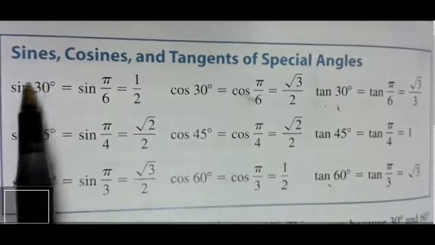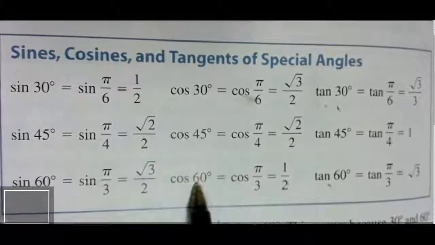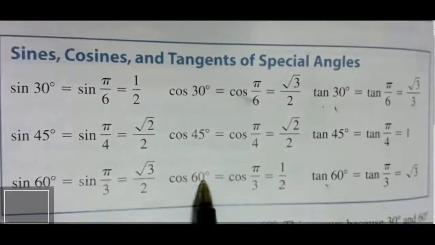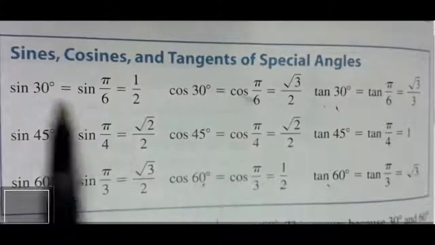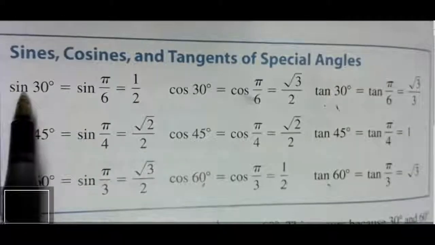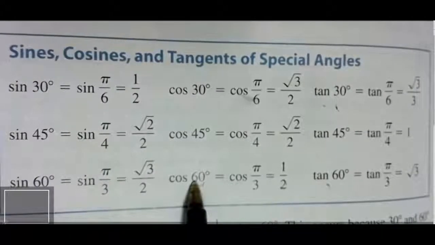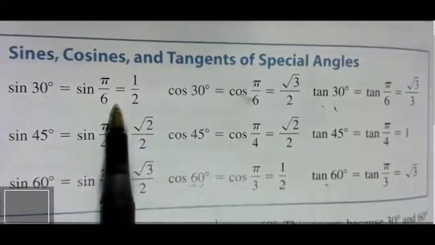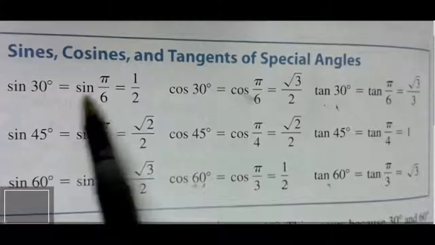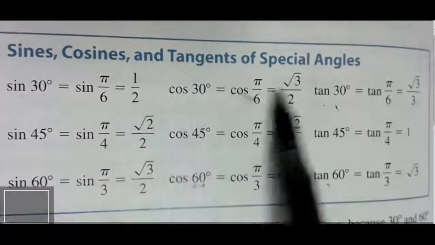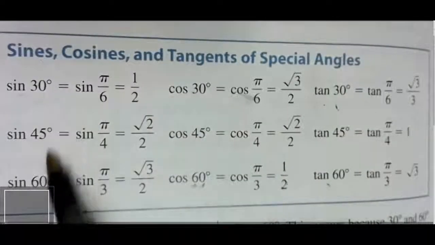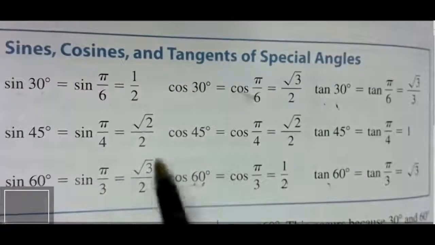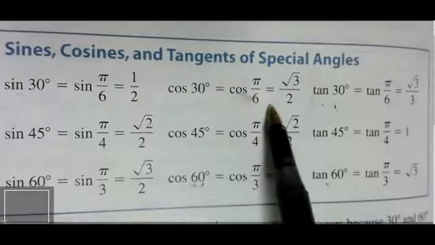How are they related? Well, sine and cosine: you see 30 and 60 are complementary. They add up to be 90. So when you have two complementary angles of sine and cosine, they are going to equal each other, because the angles in a triangle have to add up to 180. So the same thing: sine 60 is going to equal cosine 30 also.